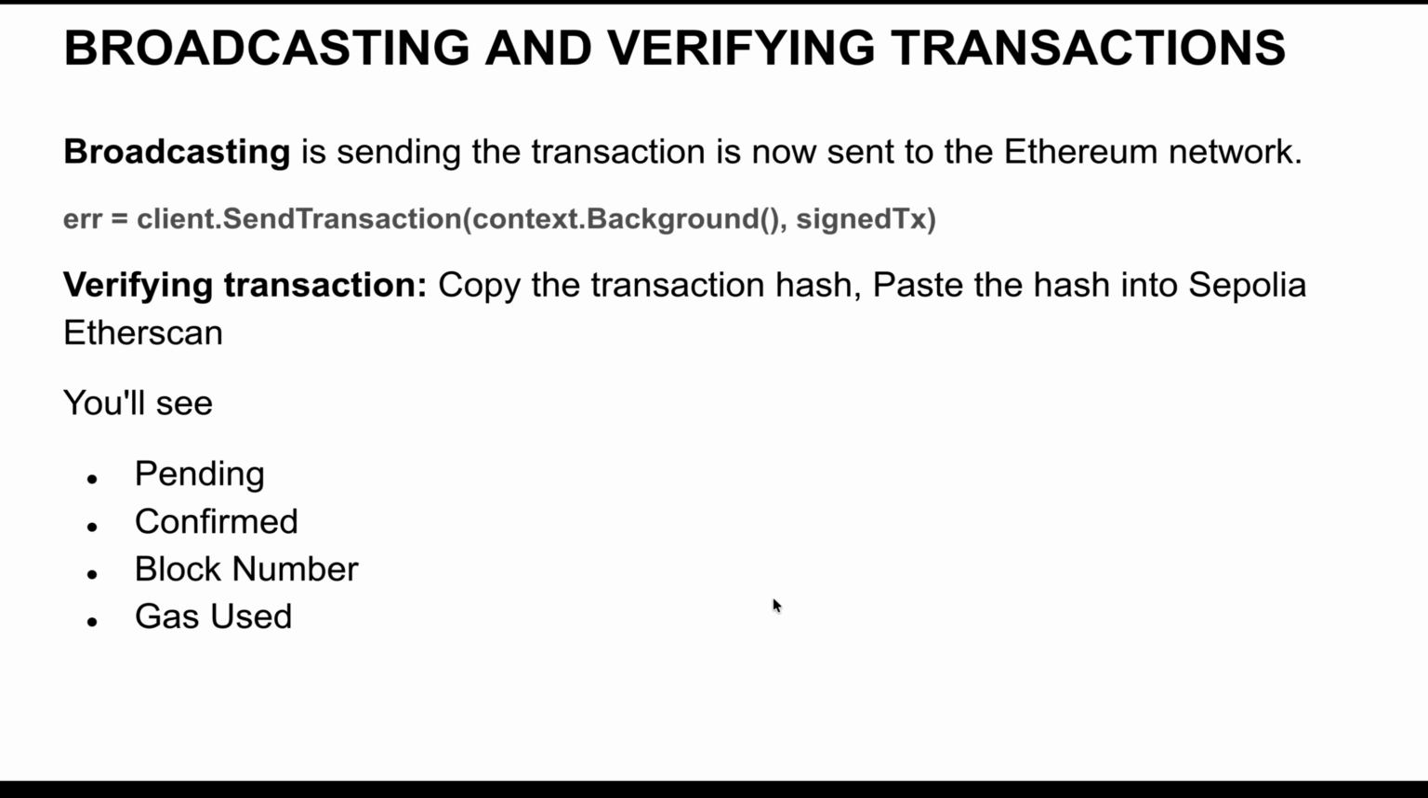We're going to see this play out how it's supposed to play. So you're just sending out the signed transaction that you signed, right? And then you can now verify the transaction. You can copy the transaction hash and paste it on your Sepolia Etherscan, and then you'll probably see things like pending, confirmed, the block number, the gas used, and everything about the transaction, right?